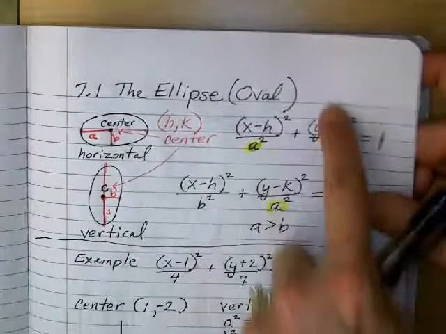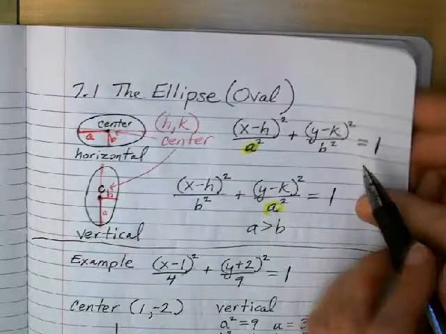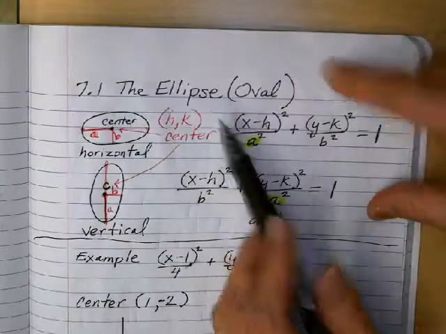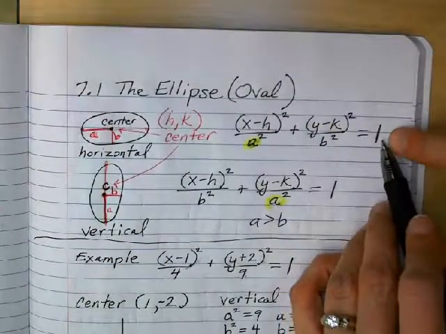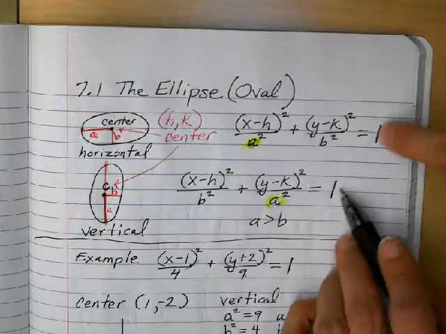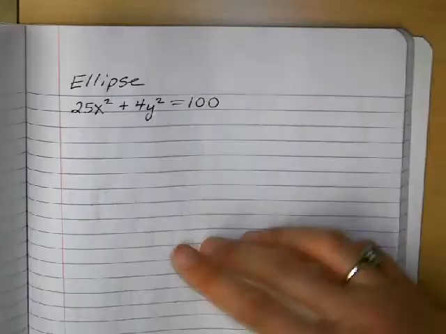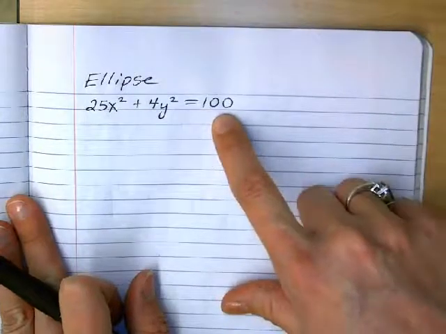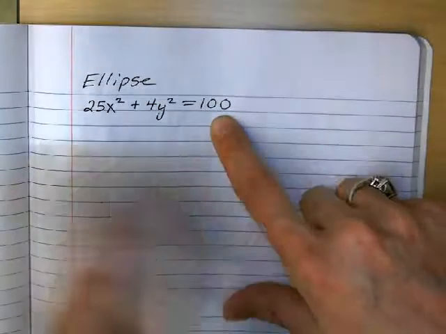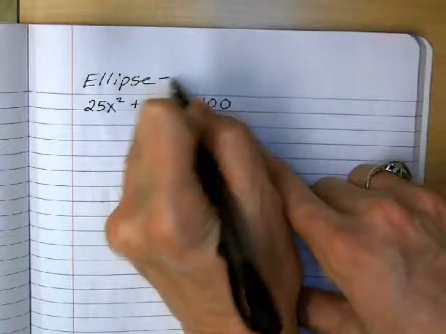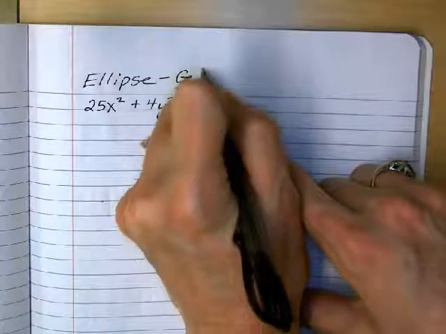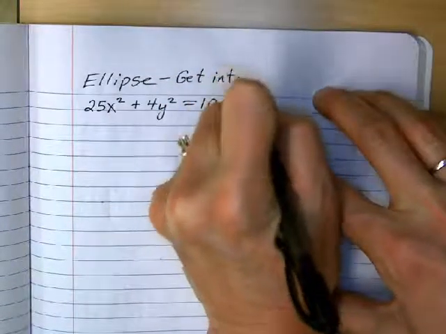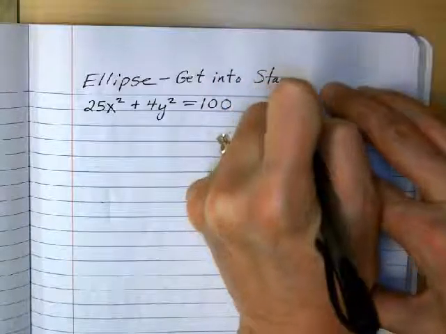And the standard ellipse problem over here, it always equals 1. See that? It says equals 1. Well, the problem I just gave you says this stuff equals 100. So I can tell it's not in the standard form. So let's see if we can get it into standard form. It's actually easier than you think. It's not really that hard to do.